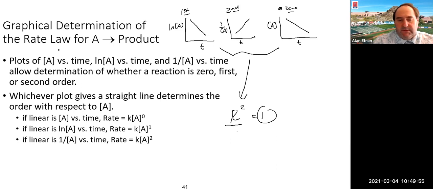Any questions? Okay. All right. So again, you do need to know those things. You need to know the orders, the graphs, the equations, and obviously the half-life equations, and those units for K, super important. Any questions on any of that? Okay.